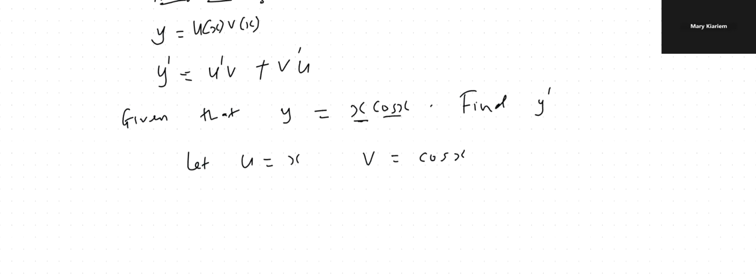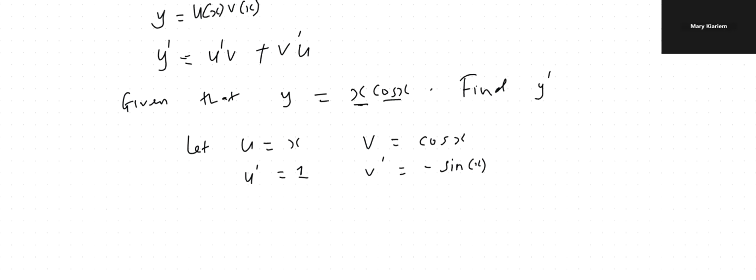So then we are also required to find u prime, and we'd also be required to find v prime. If you find u prime, in this case it's 1, and v prime in this case will be minus sine of x. Now we'll insert this information in the formula, and we'll have y prime equal to u prime, which is 1, times v, and our v in this case is cos x, plus v prime, and our v prime is minus sine of x, times u, and our u is simply x.